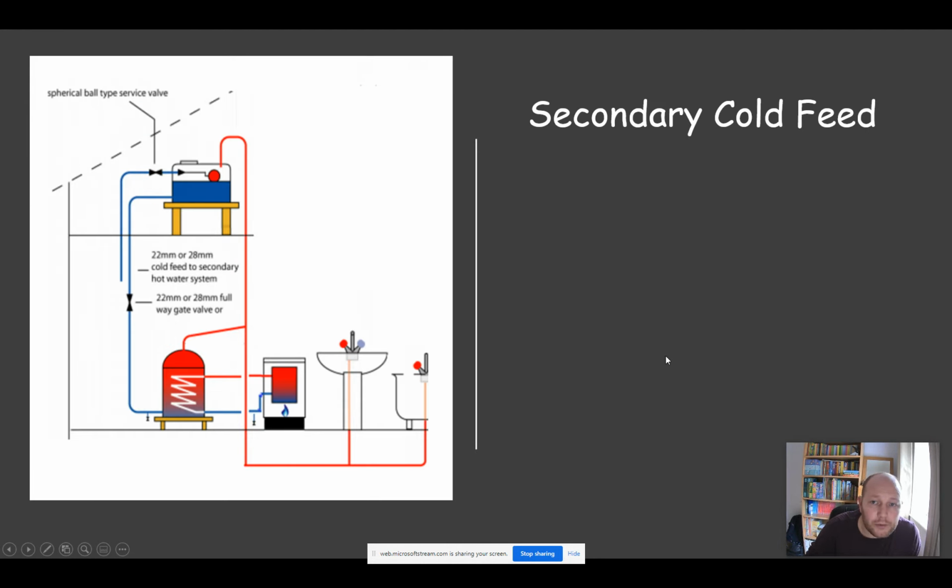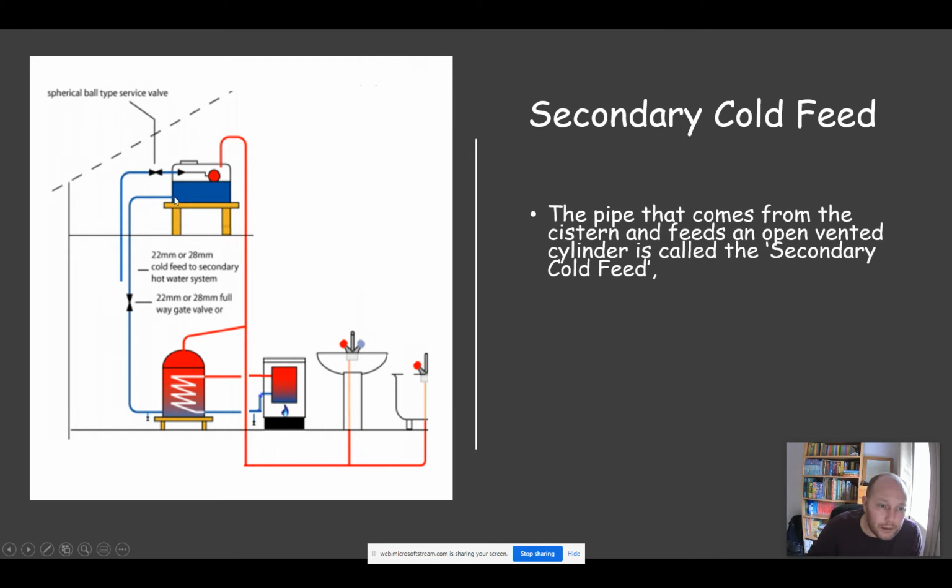Okay, so secondary cold feed. This is a secondary cold feed because it's on the hot water side. It's the pipe which feeds the hot water cylinder with cold water to be heated. Okay, so the secondary cold feed comes from the cistern and goes into the bottom of the cylinder.